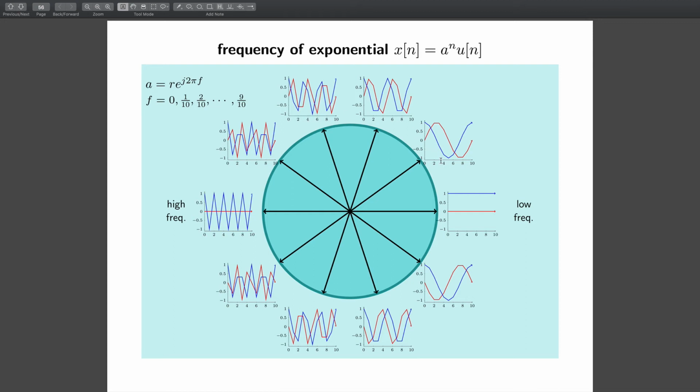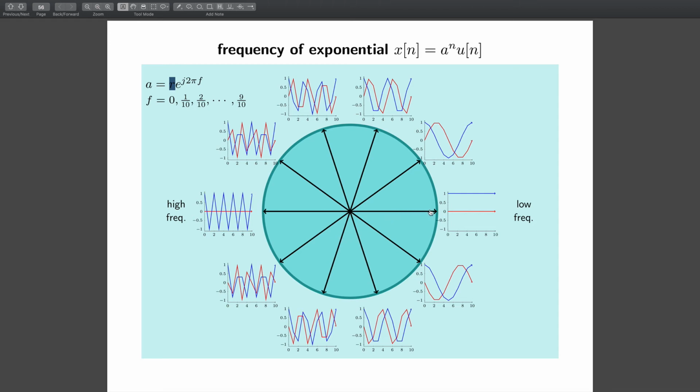I'm connecting the samples with lines. So the blue part is the real part of the exponential signal, and the red line is the imaginary part of the exponential signal. And in this case, the magnitude r, or the radius of the exponential, is 1. I've selected 10 points around the unit circle to be the phases for the complex exponential. So what we're seeing here are plots as the frequency increases.